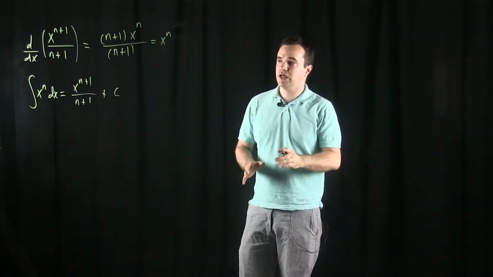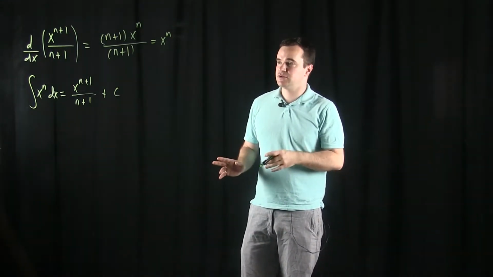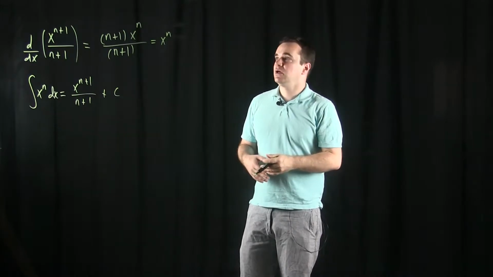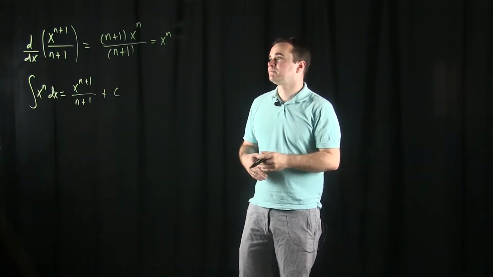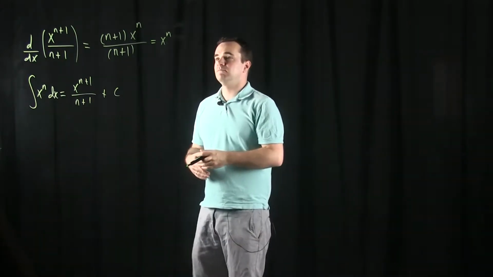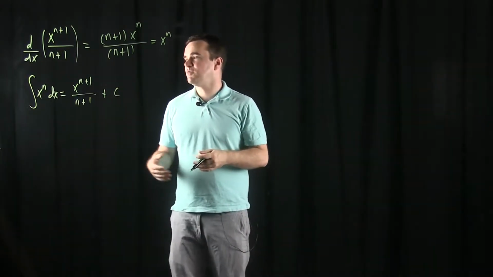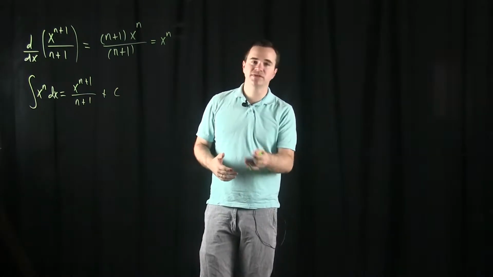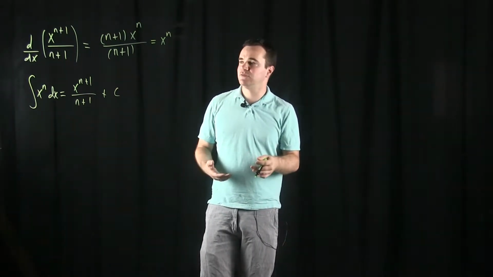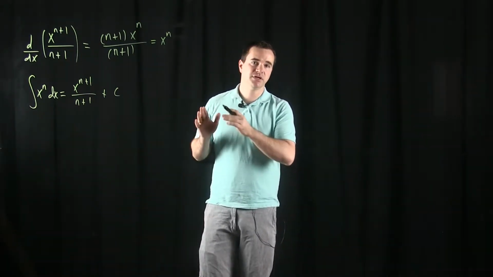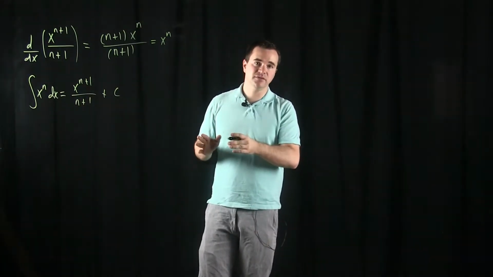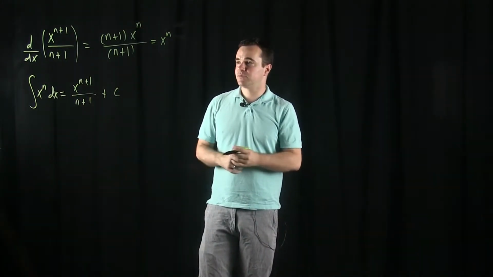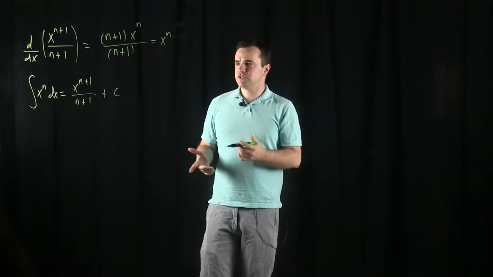And it works for any n, whether or not it's an integer. It just can't be -1. If n is equal to -1, you might ask, what's the antiderivative of x to the -1? What's the antiderivative of 1 over x? In a previous video, we saw that was natural log of absolute value of x plus c, whenever x is not equal to 0. So let's show a couple more.